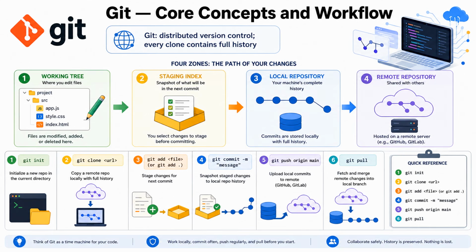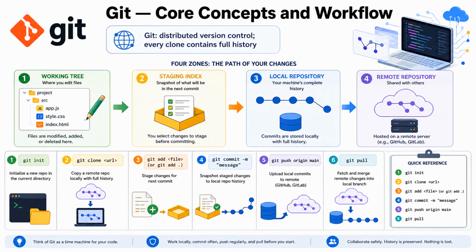Zone 3, the local repository. git commit -m "descriptive message" takes everything currently in the staging index and saves a permanent, immutable snapshot to your local repo's history with a SHA-1 hash identifier. The commit message should describe what changed and why, in present tense: add device inventory function, not added or adding.